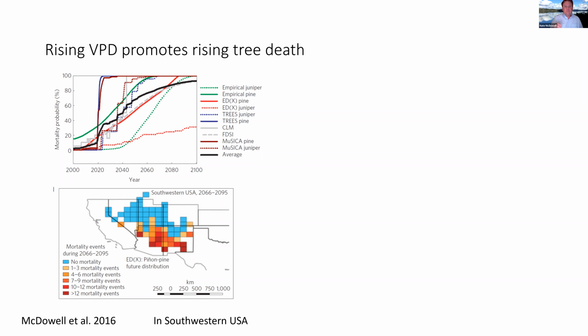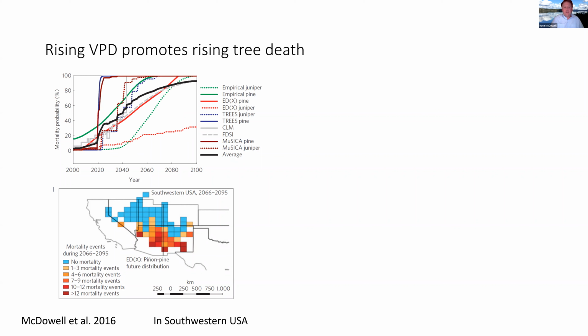Anyway, we validated the models as rigorously as we could. And then using these different models, ecosystem process models, as well as CLM, and as well as an empirical one called FDSI, we found a much greater likelihood of mortality in the future than we have now. In fact, for the remaining landscape of pinyon pine and juniper in the Southwest, we predicted that by 2050, we would lose 70% of what we have now.